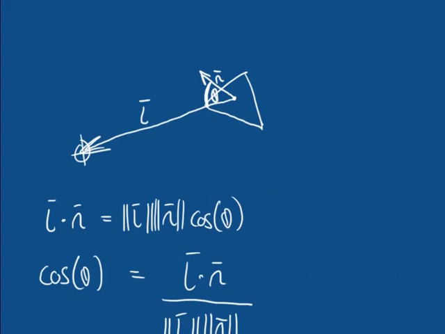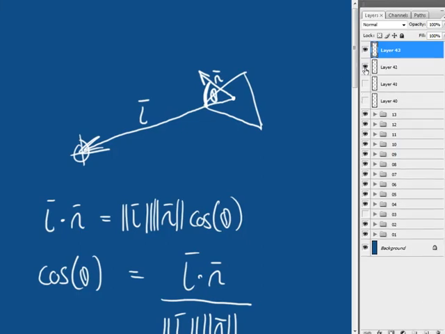Alright, so now that we've seen all of that theory behind the dot product, also known as the scalar product, it's now your turn to apply this theory to answer some questions. So I'm going to bring up a new layer on our whiteboard.